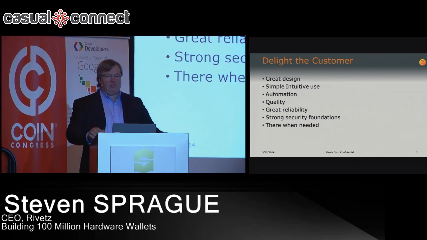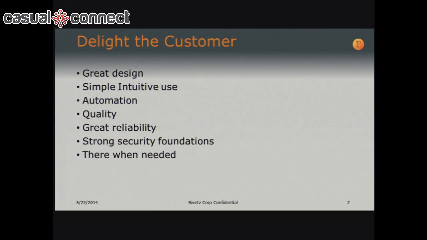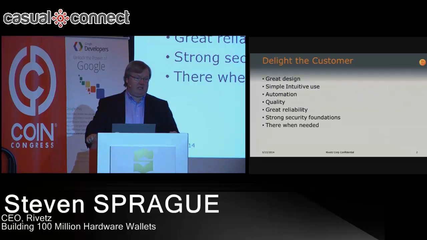So I want to start with the core objective of what we're trying to do and how we're applying these technologies. This is about really delighting the customer with the experience that they have around their Bitcoin experience. How do we have great design, simple and intuitive use, automation, and great quality? And all these are interesting terms. You'll notice that we don't use a lot of security or privacy terms within this. It's about providing the user with the experience that they expect.